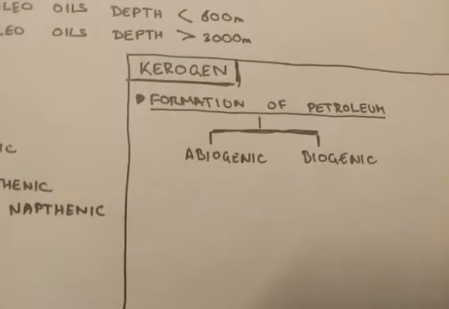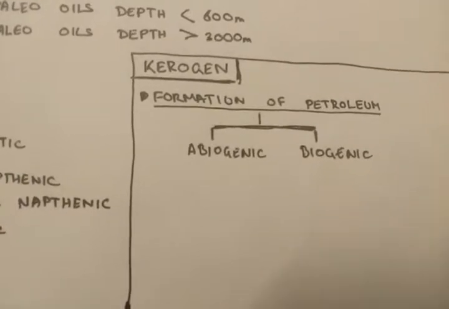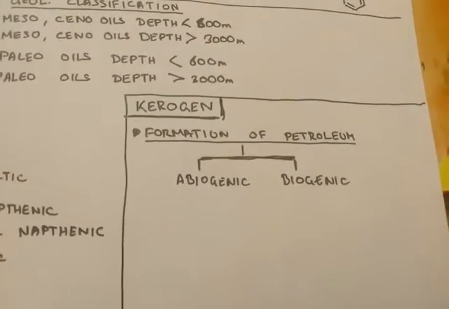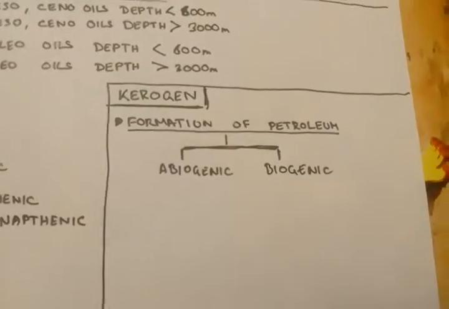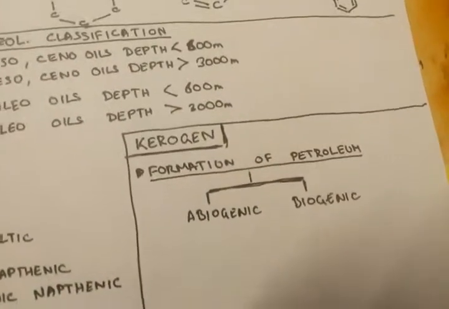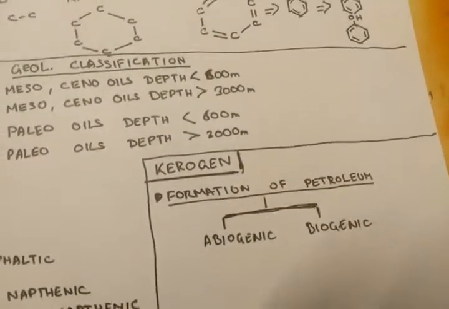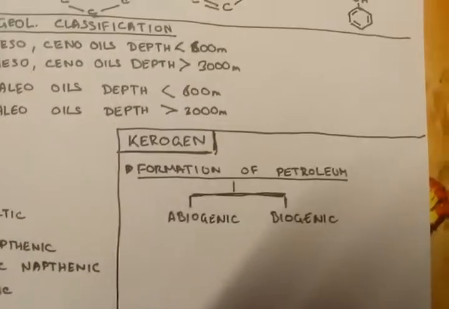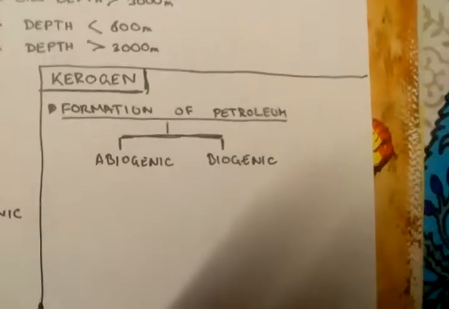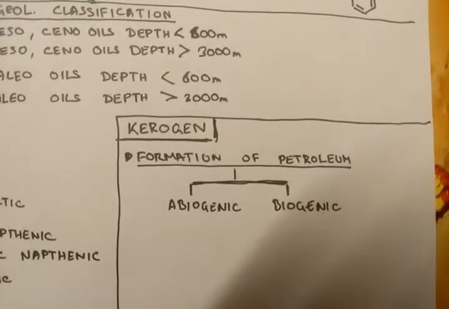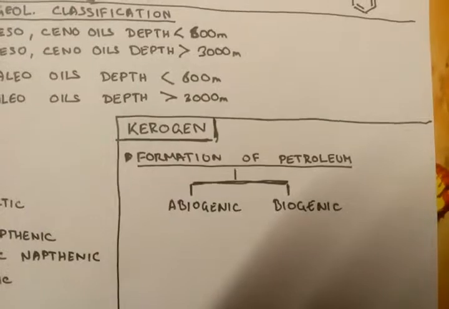The biogenic theory is basically, again, the thing that we all know, that it is forming from decaying organic matter that we are finding on the surface. So this is getting deposited, and this is again getting decayed, preserved, converted into kerogen, and from kerogen we are getting the petroleum. So that was the biogenic theory basically.